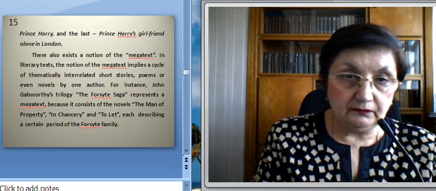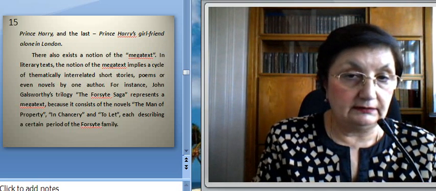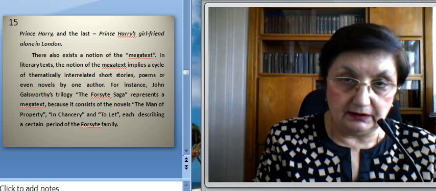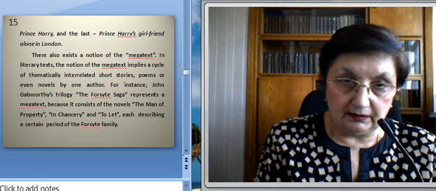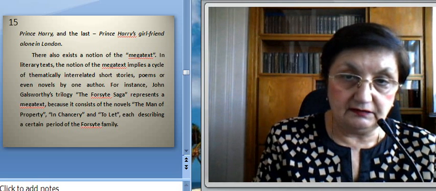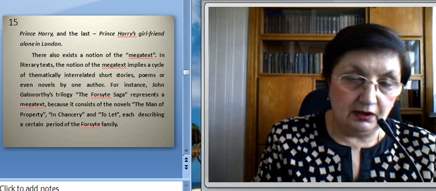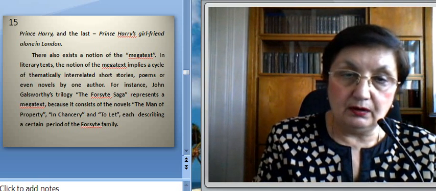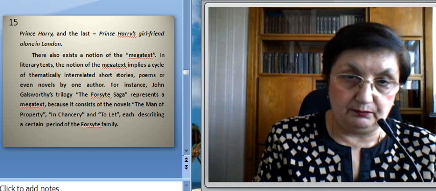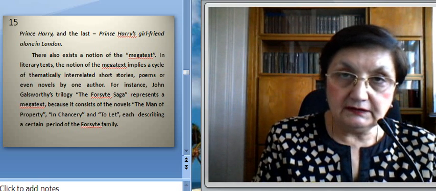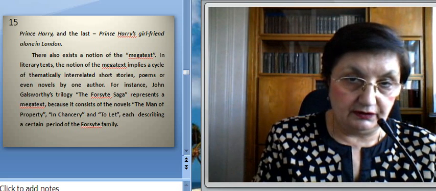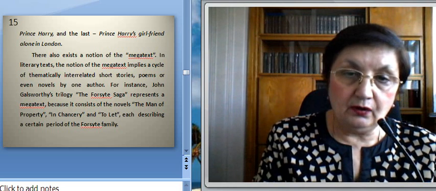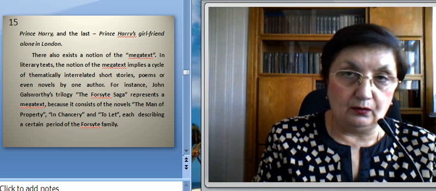In literary texts, the notion of the megatext implies a cycle of thematically interrelated short stories, poems, and even novels by one author. For instance, John Galsworthy's trilogy, The Forsyte Saga, represents a megatext because it consists of the novels The Man of Property, In Chancery, and To Let, each describing a certain period of the Forsyte family.